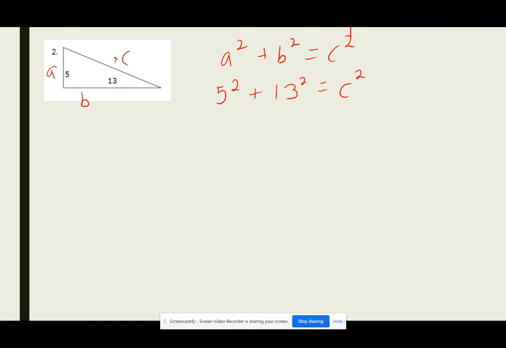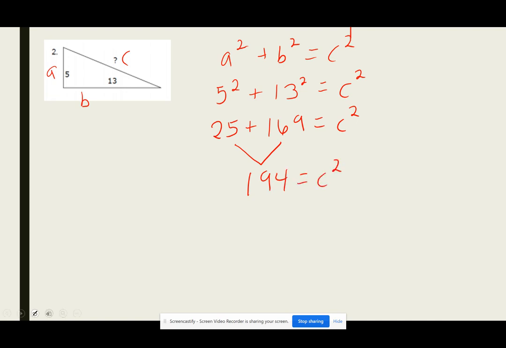Now these ones I like a lot better because they are quick and easy. So 5 squared is 5 times 5, which is 25. 13 squared is 13 times 13, which is 169. And we're still looking for C squared. Now notice how both of these are on the same side. Since they're on the same side, all I have to do is combine those together. So 25 plus 169 is 194.